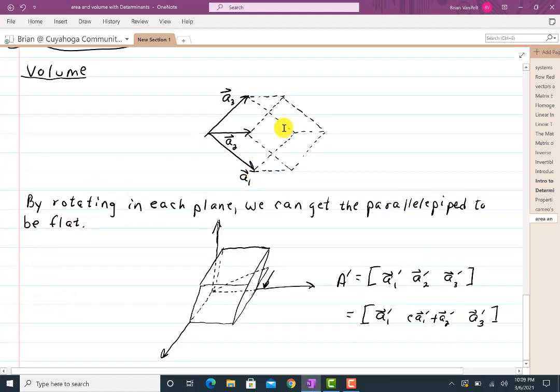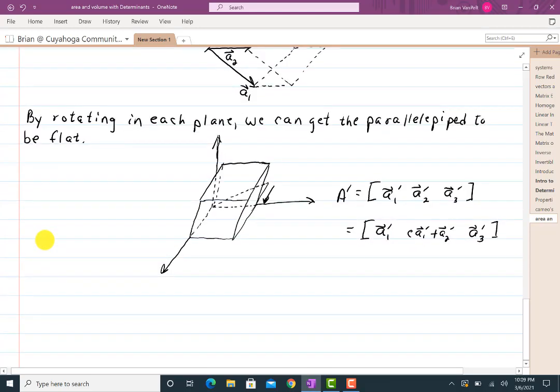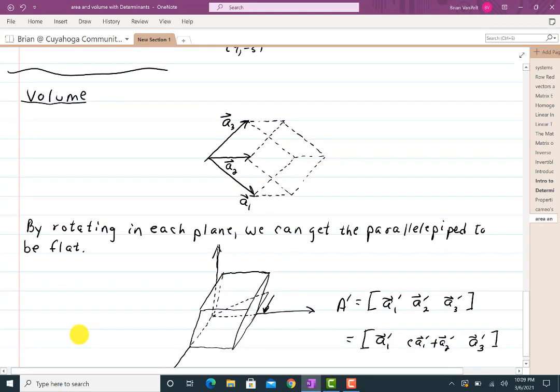We did rotational matrices in order to get this thing flat. None of those changed the determinant. In fact, when I want to do a rotation about a given plane, check this out. This matrix will rotate about in the XY plane. It will rotate the figure an angle theta.